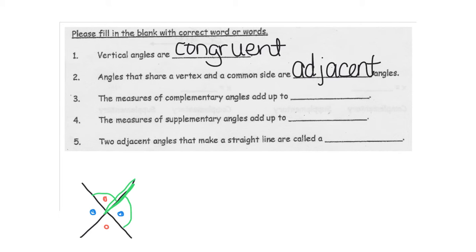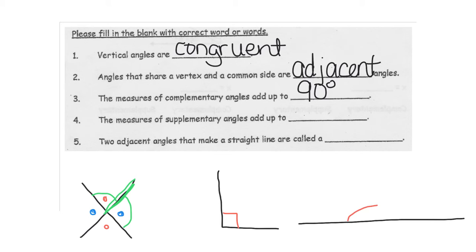Number 3, the measures of complementary angles. Complementary, we need to think about corners. Corners are going to add up to 90 degrees. Number 4, the measure of supplementary angles. Supplementary angles, we should think of a straight line. And a straight line is going to add up to 180 degrees.